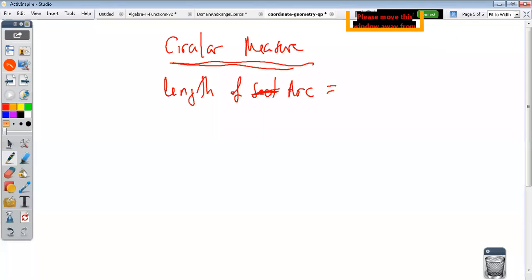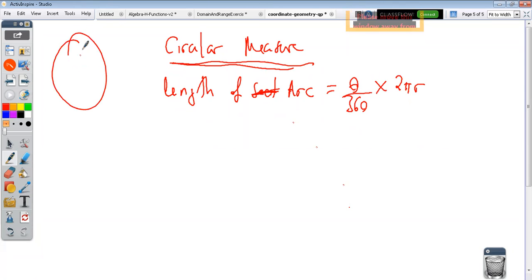It's theta over 360, multiplied by 2 pi r. That's the circumference. I just normally say pi d. I get it's the same thing.